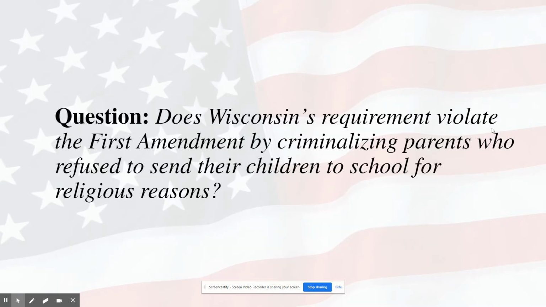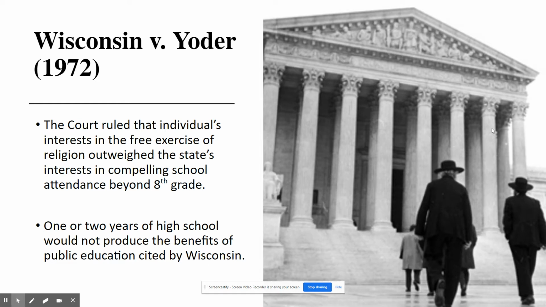So the question in this case is, does Wisconsin's requirement violate the First Amendment by criminalizing parents who refuse to send their children to school for those religious reasons? The court ruled that individuals' interests in the free exercise of religion outweigh the state's interests in compelling school attendance beyond 8th grade. It violates the Free Exercise Clause because the state can't show an interest of the highest order which could not be achieved in another way. That means that 1 or 2 years of high school is not going to produce the benefits of public education that are cited by Wisconsin. So the Amish are able to freely practice their religion. The state cannot compel those students to attend school beyond 8th grade or to the age of 16.